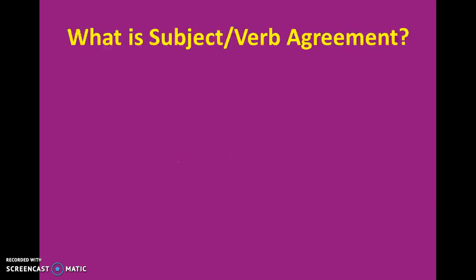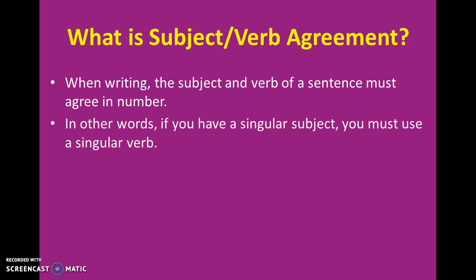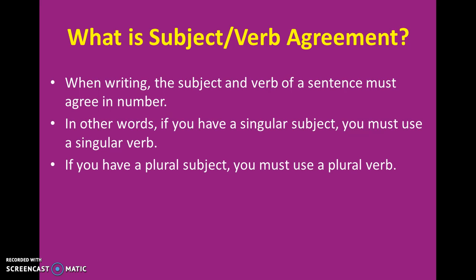So first of all, you might be wondering, what is subject-verb agreement? What exactly does that mean? When you're writing, the subject and the verb of every sentence must agree in number. When I say number, I mean that if you have a singular subject, one person, one thing, you must use a singular verb. On the other hand, if you have a plural subject, so more than one person or thing or idea, you have to use a plural verb.